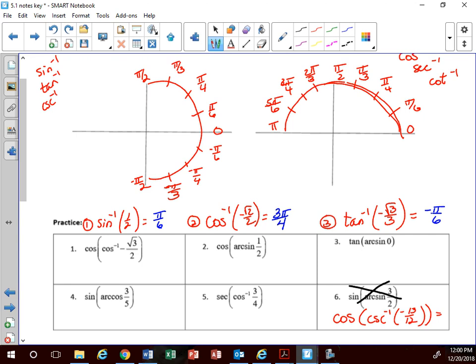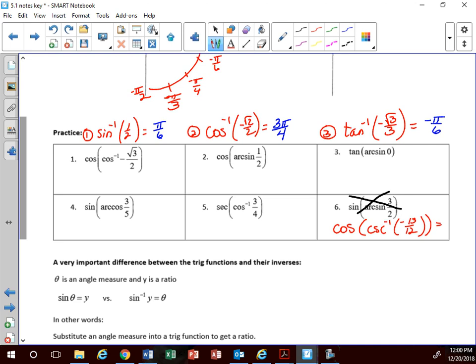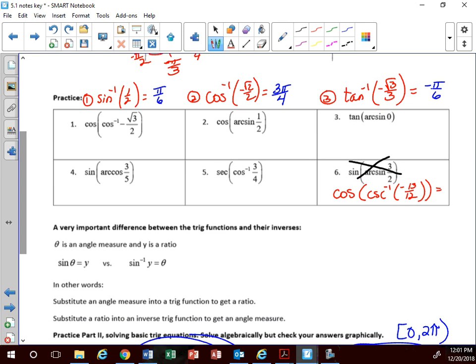All right, so the rest of the practice here, we have multiple things happening. So we've got the cosine of the inverse cosine of negative root 3 over 2. When you have cosine of an inverse cosine, they just undo each other. You can think through it too, that's fine. Inverse cosine negative root 3 over 2, do you see how that's 5 pi over 6? So then this is asking you the cosine of 5 pi over 6, which is negative root 3 over 2, okay?